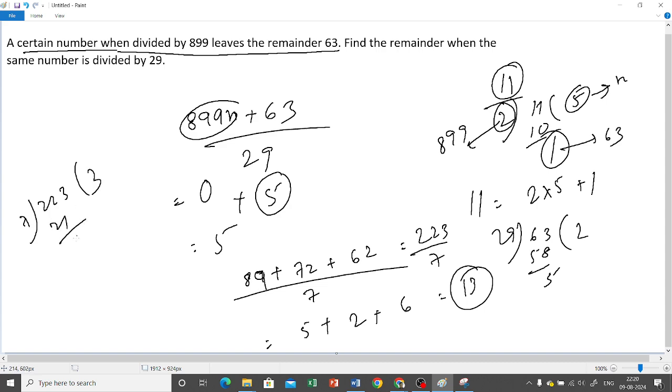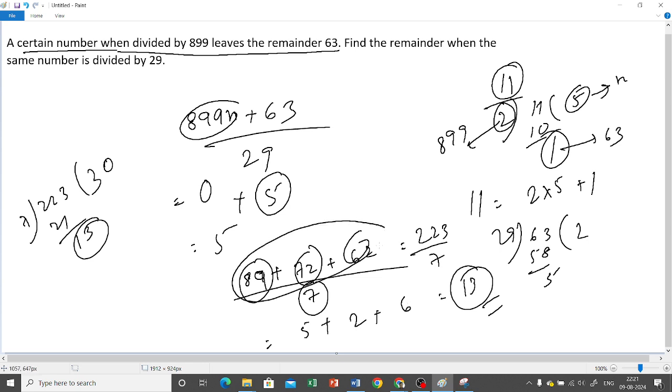7 3s are 21, you get a 0 over here. What is the remainder? 13. That is what we are getting. So this is the property. Please remember this, that when you add the remainders of the individual values, you will actually get the remainder when you add the values and divide by the same number. So that is what we got, 899 into n. If 899 is divisible by 29, then 899 into n will also be divisible. So the remainder is 0, and 63 divided by 29 gives 5. So 5 is the remainder. Understood?